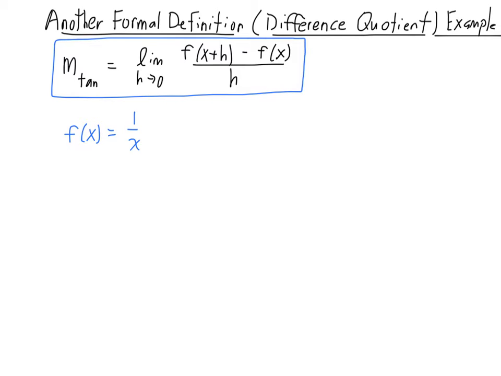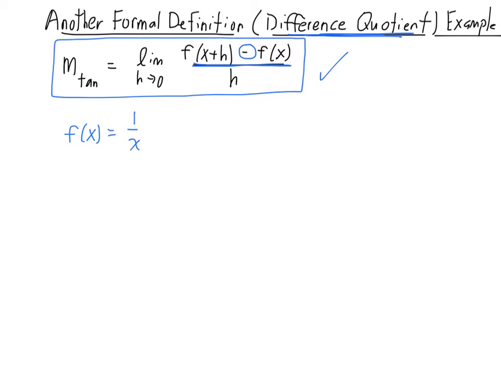Okay, let's look at another example of the formal definition for finding the slope of the tangent line. By the way, it's also known as a difference quotient. You see that there is a subtraction sign in there, and we have a quotient, so it's sometimes referred to as a difference quotient. So we have this definition. We want to apply it this time to a rational function, 1 over x.